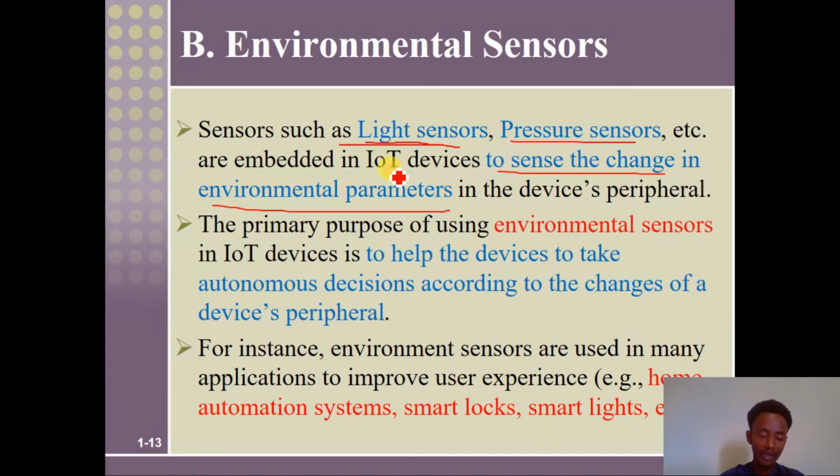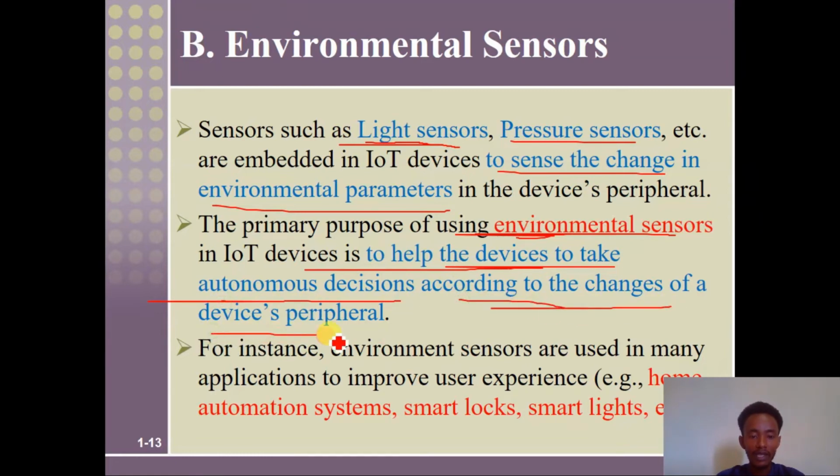In order to sense the light of the environment, the pressure of the environment, and to track such changes in the environment, such environmental sensors play a fundamental role. The primary purpose of these environmental sensors in IoT devices is to help the devices take autonomous decisions according to the change of the device's peripheral. If a change is needed, according to the data collected from the different sensors, the action, meaning the decision, will be taken by the IoT devices themselves.